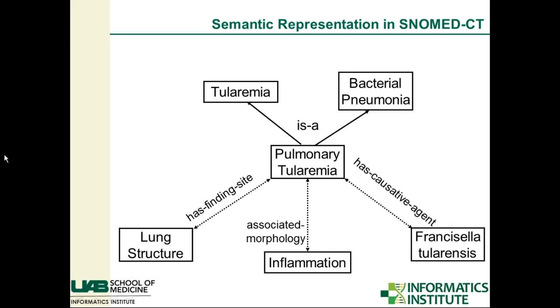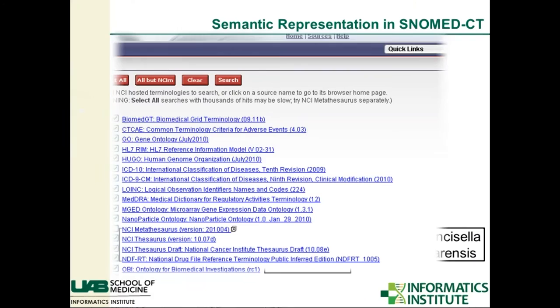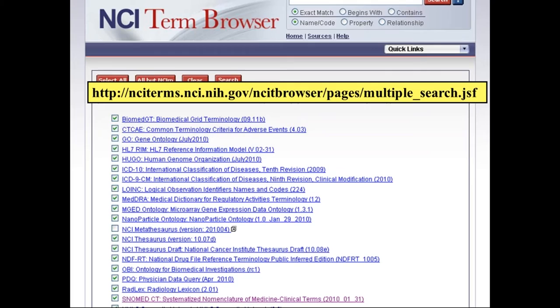Pulmonary tularemia is in a multiple hierarchy, so it is a tularemia and it is a bacterial pneumonia. And it has things like finding sites, so lung structure, and it has associated morphology, inflammation, and it's got a causative agent, Francisella tularensis. And a lot of this came from SNOMED 2, before they got into the SNOMED RT. But if you look at it, it's kind of a formal definition of pulmonary tularemia. It tells you that it is in these two classes, and it has this site and this morphology and this cause. And taken together, that kind of defines the concept of pulmonary tularemia.